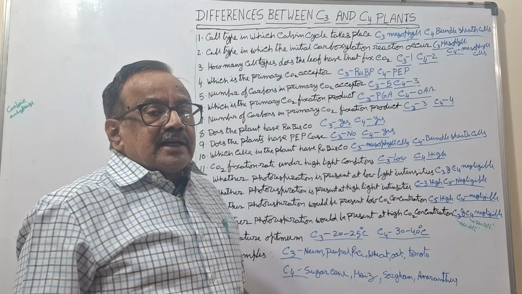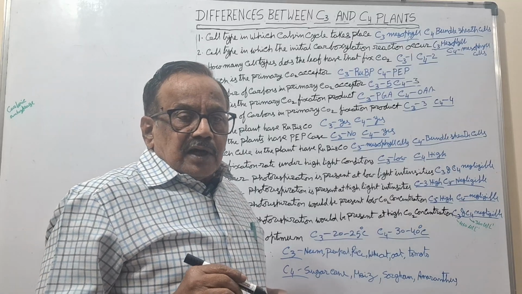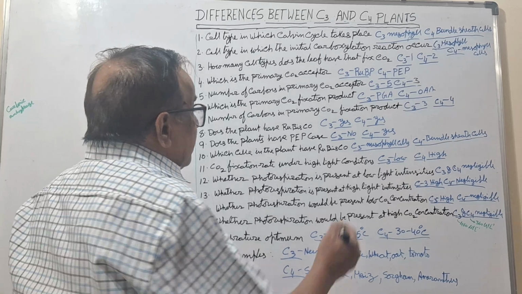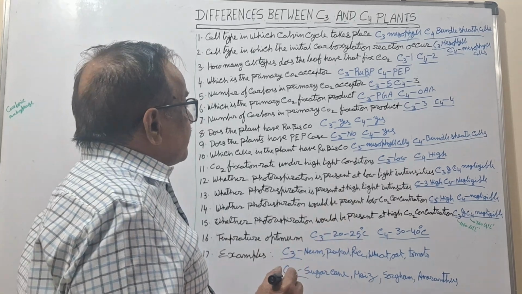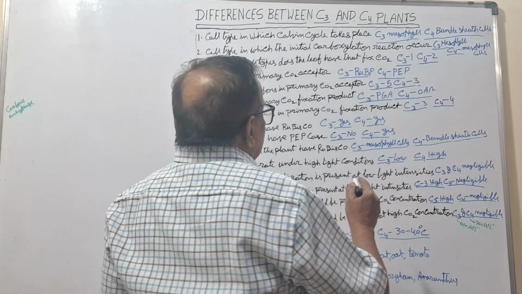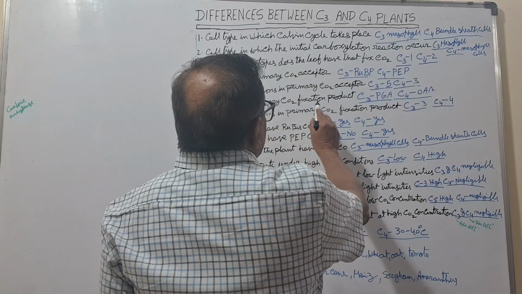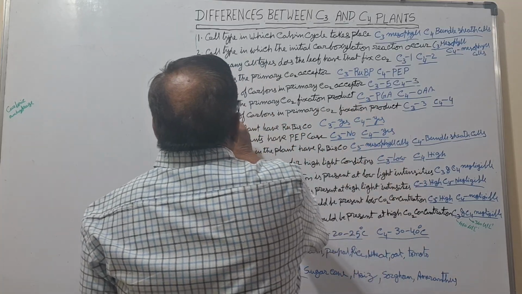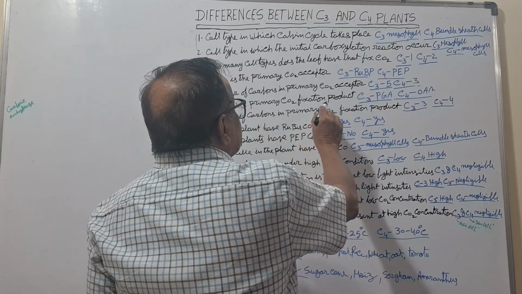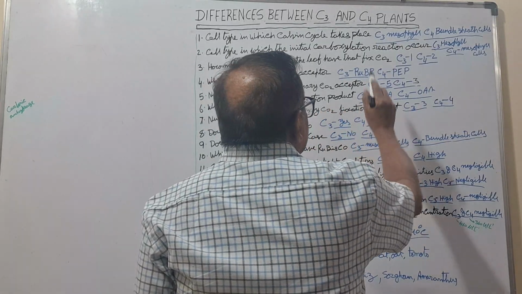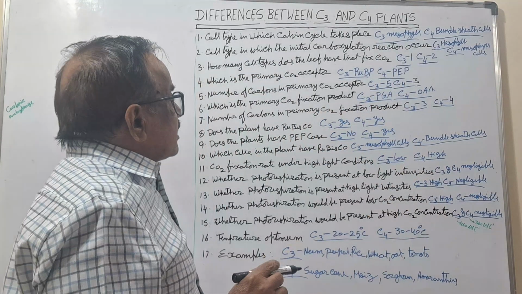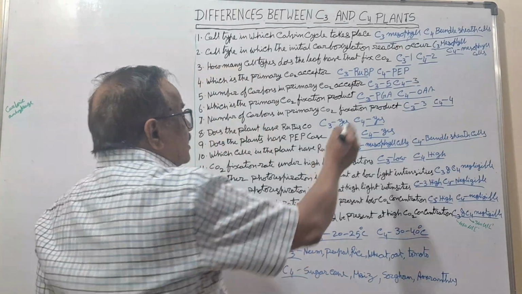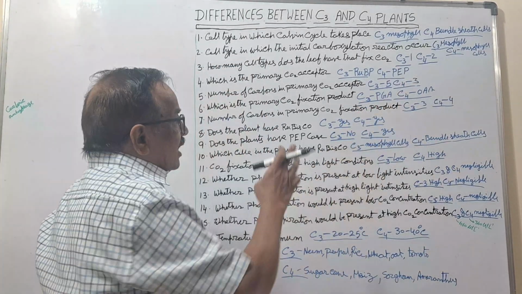After carbon dioxide is fixed, whatever product comes, how many carbons it has, that is the primary carbon dioxide fixation product. In C3 it is the phosphoglyceric acid, and in C4 it is the oxaloacetic acid, which is 4 carbon, whereas this is the 3 carbon. Remember it.